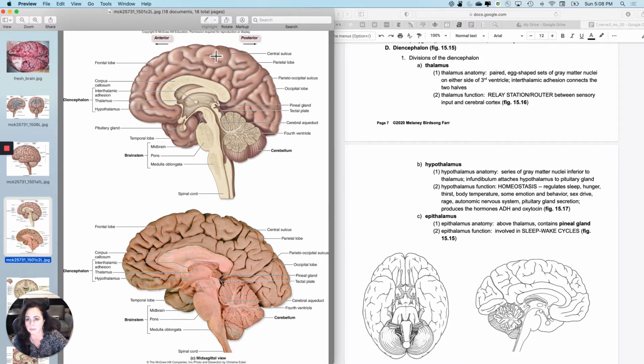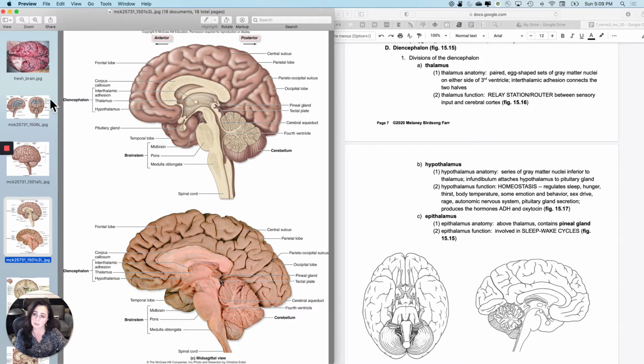So just to orient, this was my cerebrum that we've talked about in detail. And then this was some of the white matter that we looked at. This is a little bit more of the white matter. We didn't name that one. And then this area right here is going to be the region that we're looking at called the diencephalon. But I want to orient you a little bit.